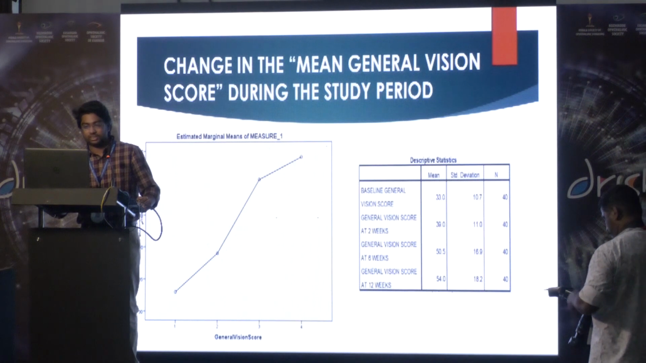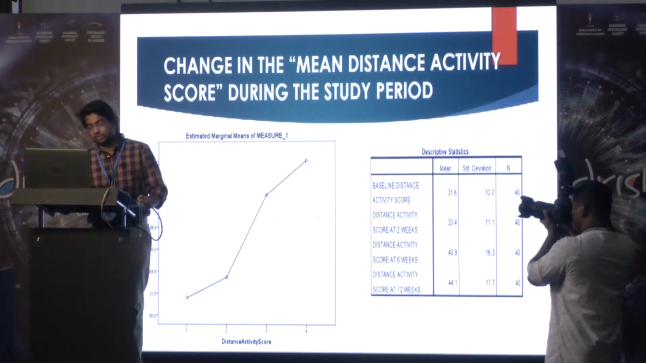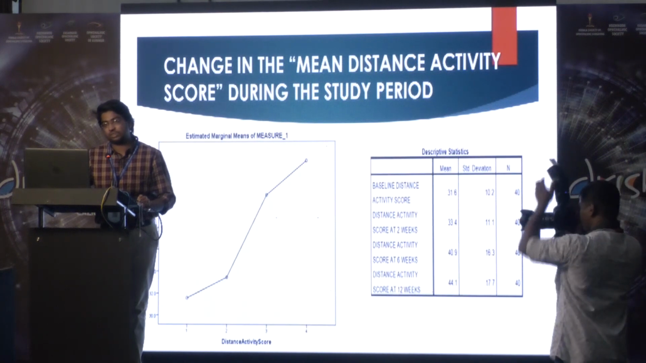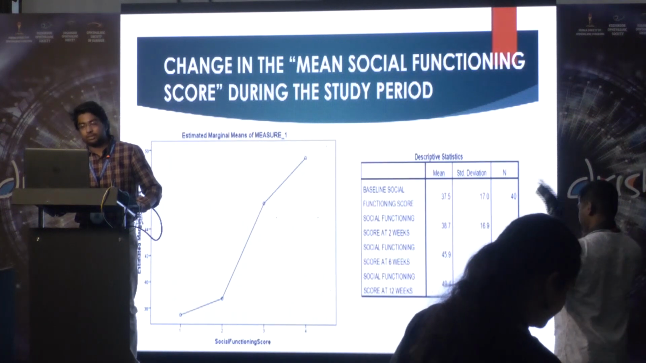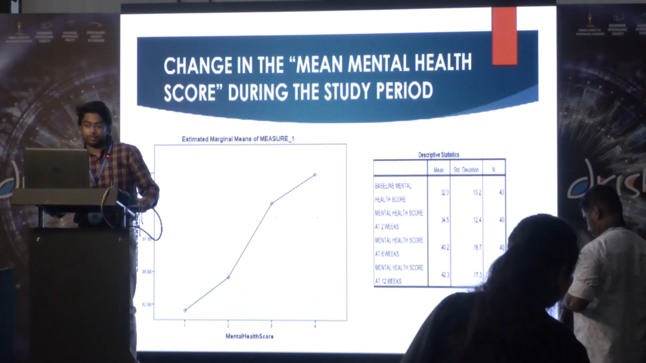This was for the mean general vision score. This was regarding the mean distance activity score during the study period, the near activity score, then the social functioning score, the mental health score.